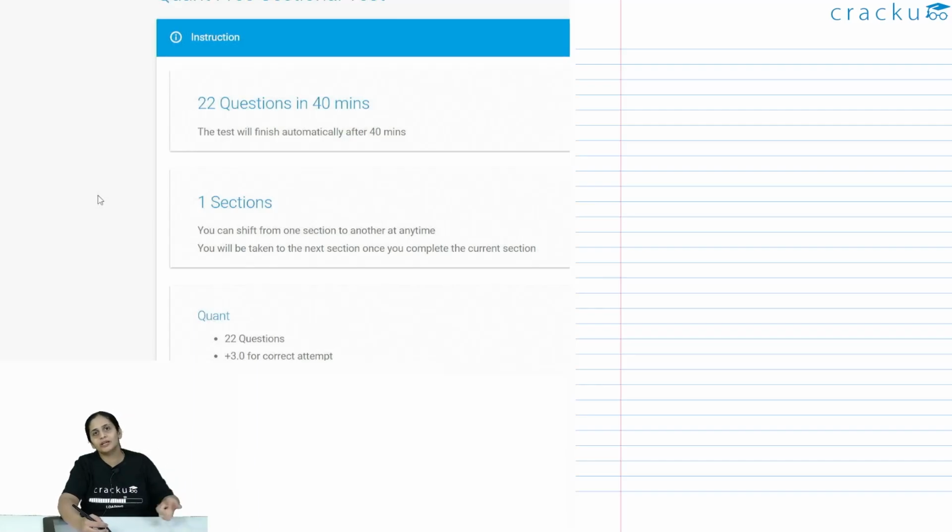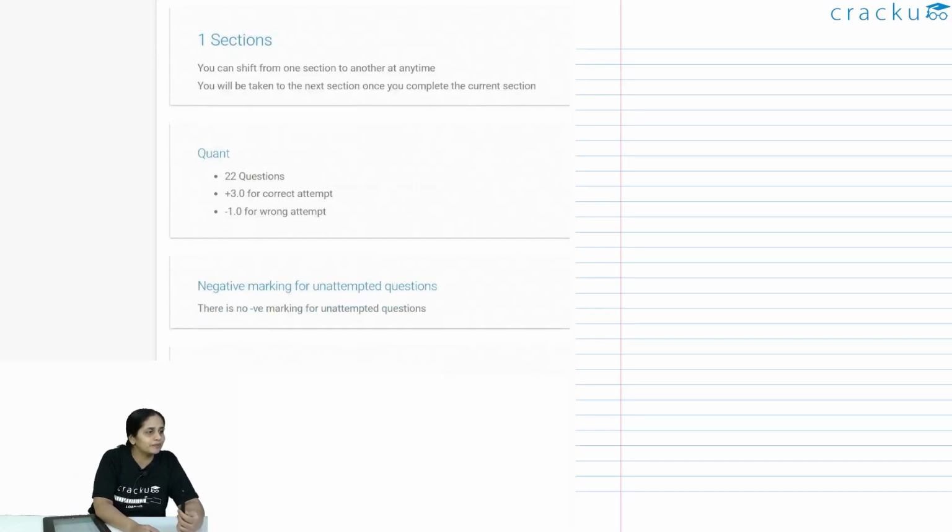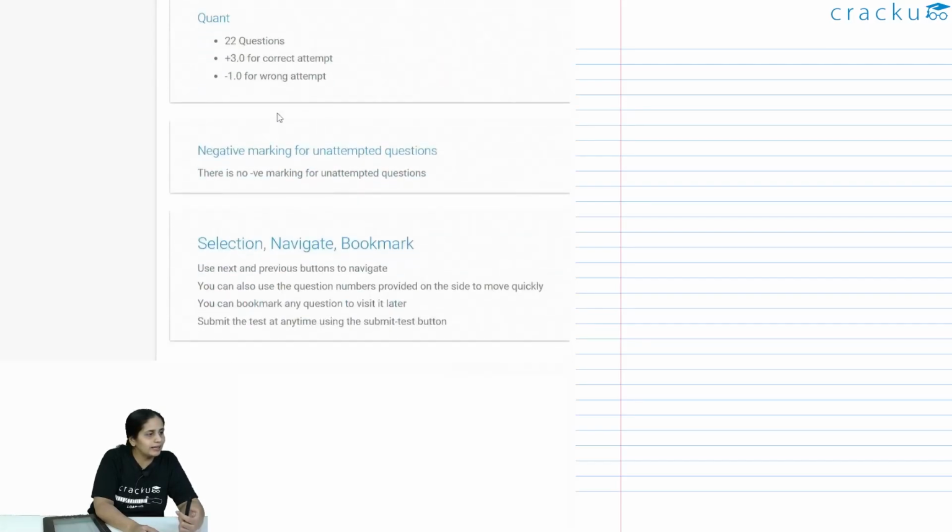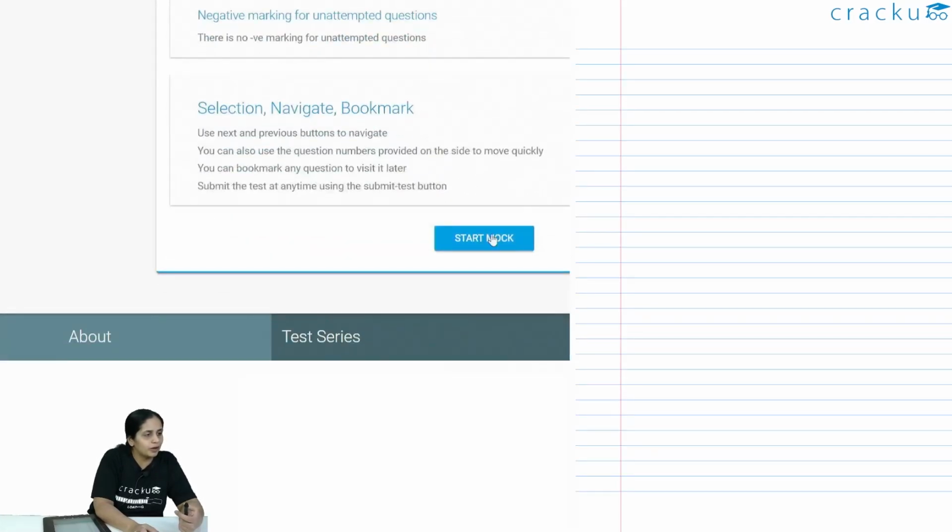Whatever your weakness is, with each mock attempt, with each sectional attempt, you have to try to improve it slightly. For me, my weakness is my attempt rate in quant, and with every sectional or mock attempt, I try to improve that rate. So let's get started. I'll be starting this quant sectional now. This is in 40 minutes. So let's go. 1, 2, 3, start.